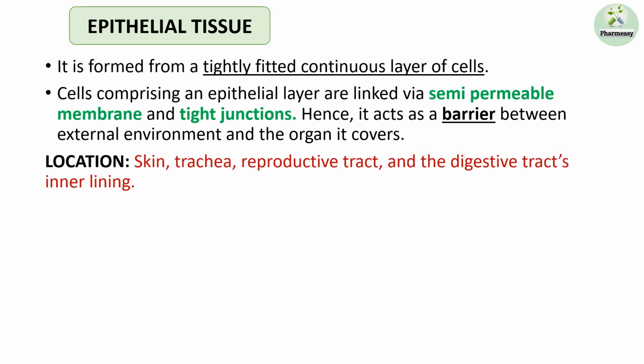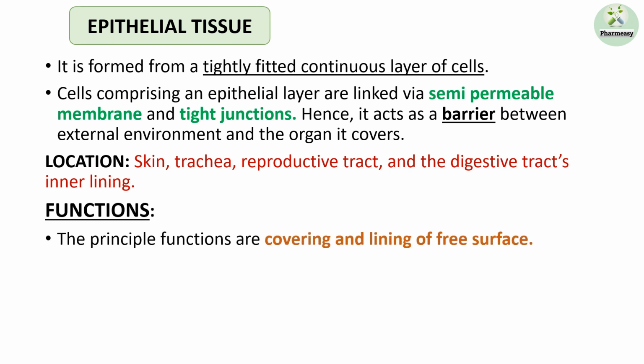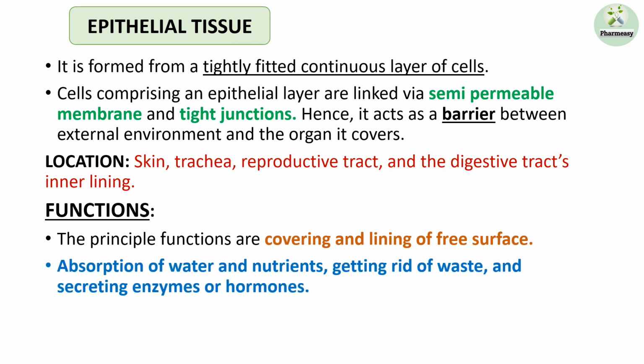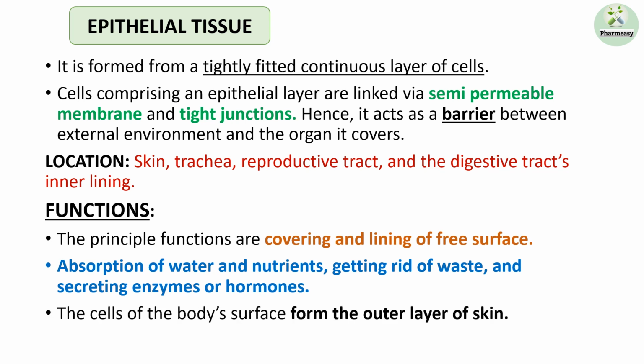It is located in skin, trachea, reproductive tract, and the digestive tract's inner lining. Functions of epithelial tissue are covering and helps in protection of organs. And it has also roles in absorption of water and nutrients, getting rid of waste, and secreting enzymes or hormones. The cells of the body's surface form the outer layer of skin. Some common diseases are eczema and psoriasis.